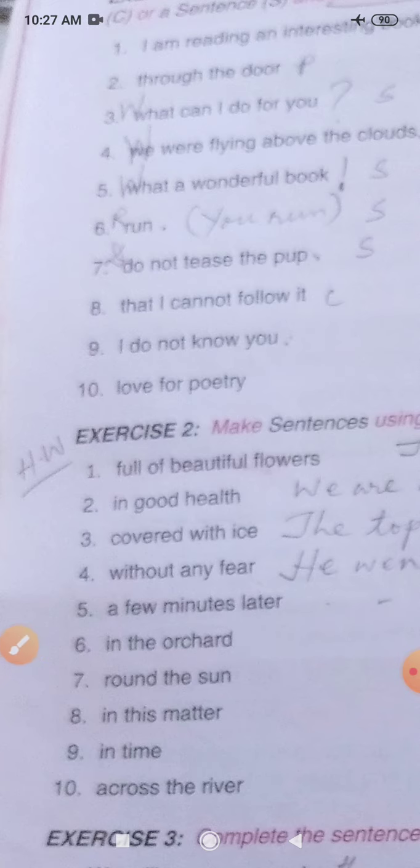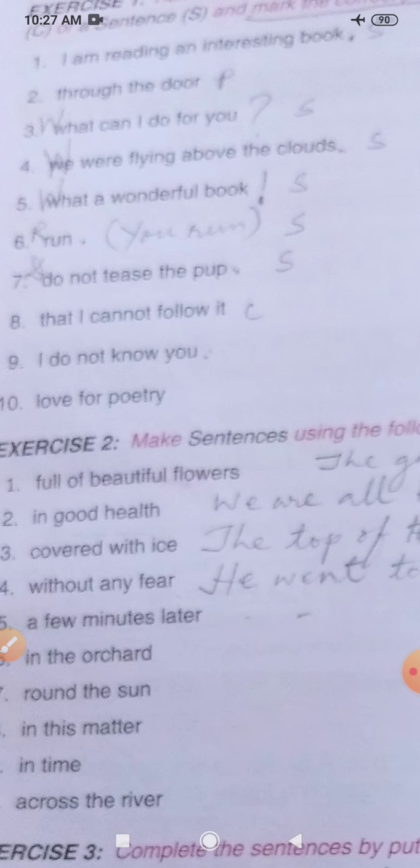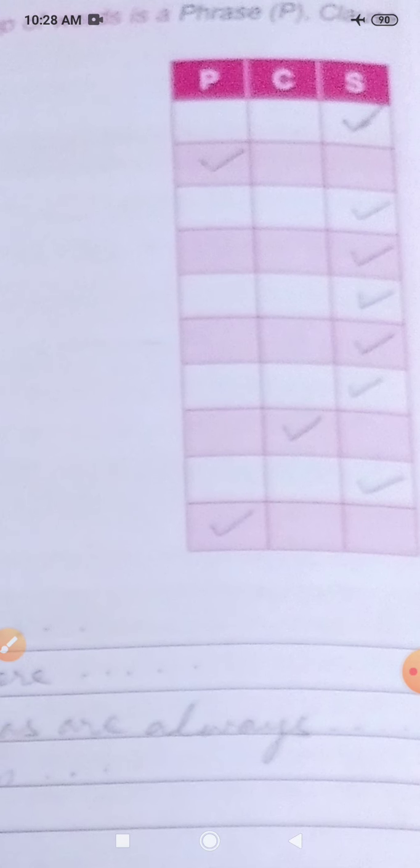Next one, I love poetry. This also, love for poetry. Love for poetry means what? This is love for poetry. It's an incomplete expression, so it must be a phrase only. So you mark this number 10 to be a phrase. I think all of you can do. You see that the last response is given in this way. All of you please try to mark it carefully. Okay, I think next one, let us see.